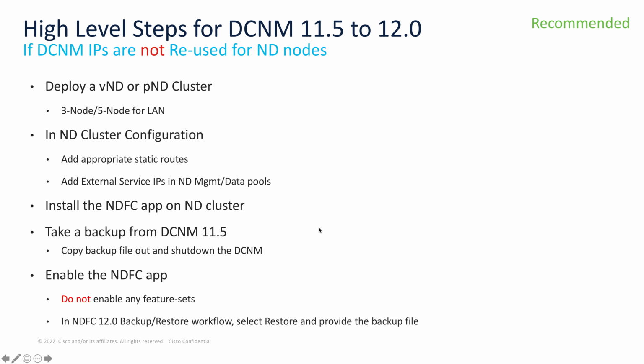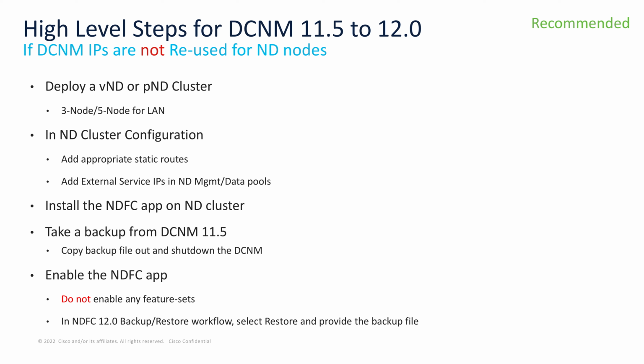So what are the high-level steps for DCNM 11.5 to NDFC 12.0 migration? So first scenario is our DCNM IPs are not reused for ND nodes. We're going to first deploy a cluster of VND or PND, that's virtual or physical, with a 3-node or 5-node cluster. In ND cluster configuration, we're going to go and add appropriate static routes for reachability, and we would add our external service IPs in the management and data pools. So this is the management IP and the fabric IP, the range. We would need these for NDFC. So that is what we do, and those are the scenarios we saw in the last few slides.